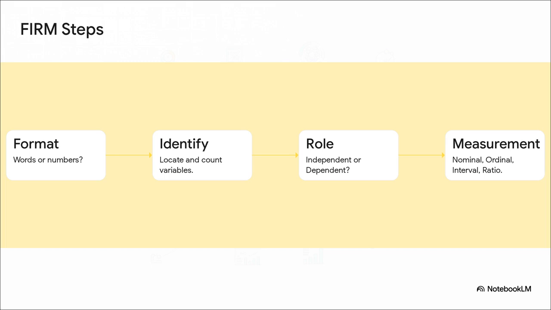Whenever you are faced with a research question, you'll run your variables through these 4 steps to completely master your data. F stands for format, I stands for identify, R is for role, and M is for measurement level. Let's break every single one down.